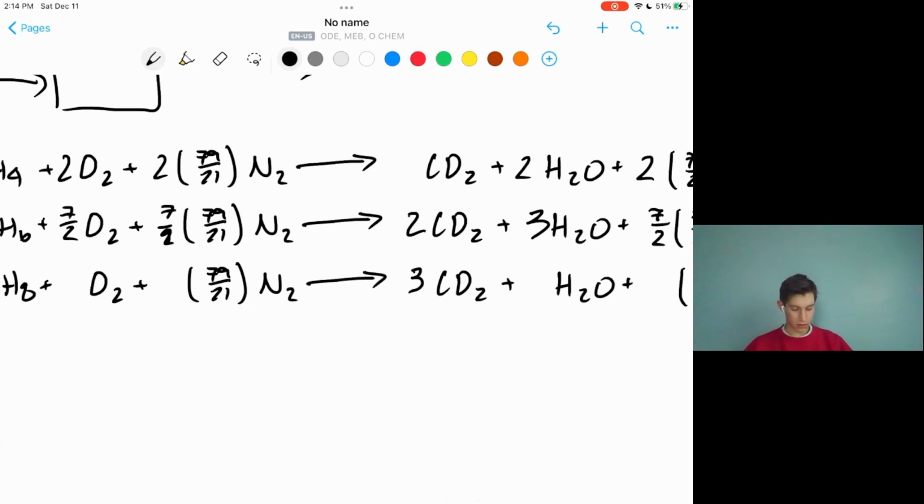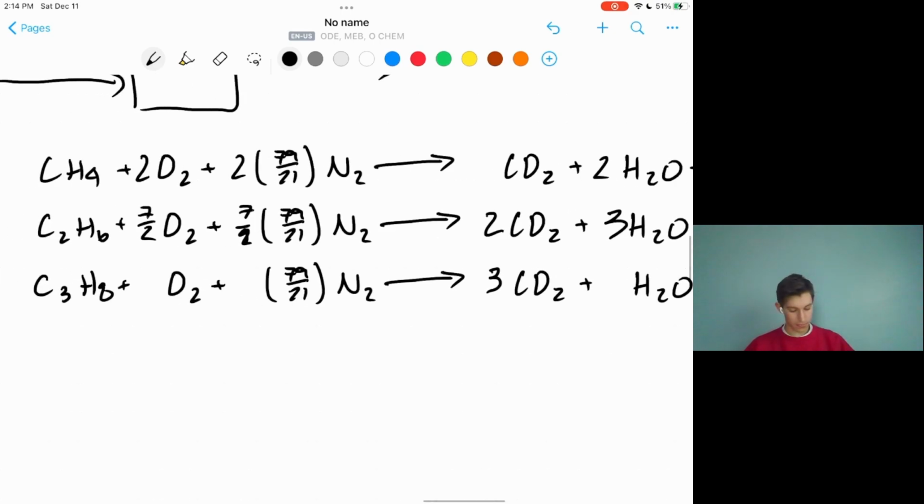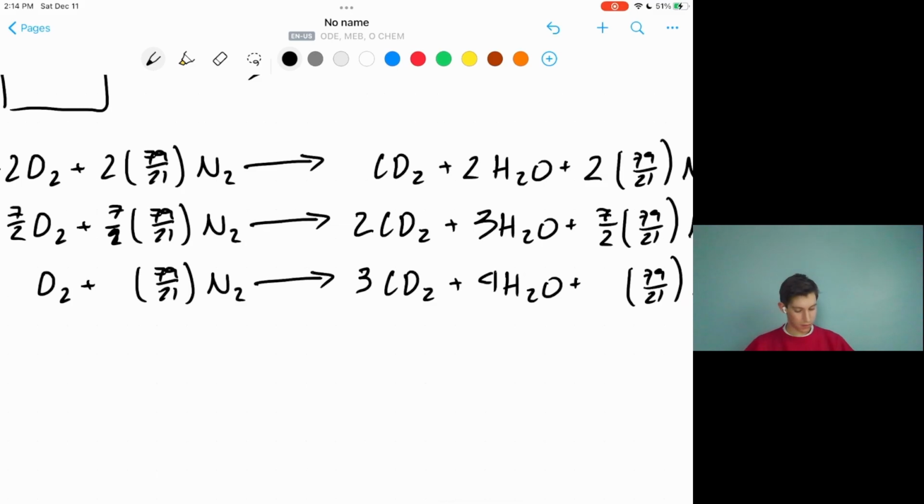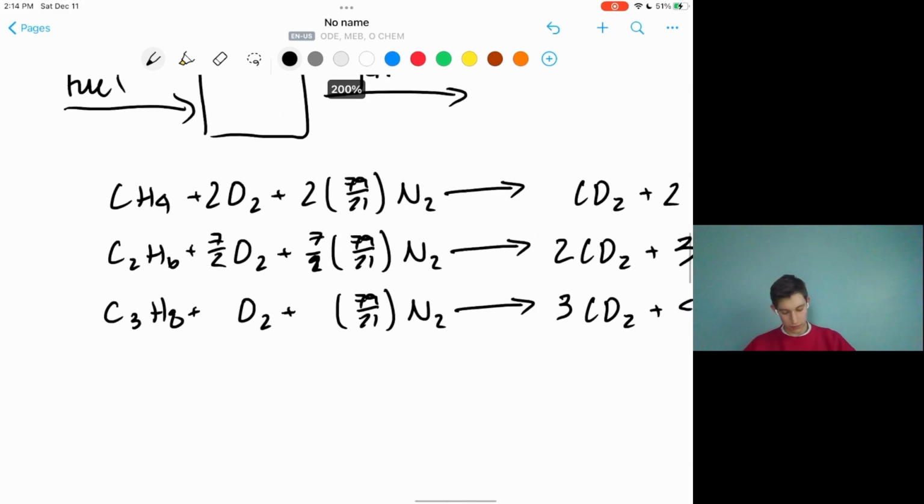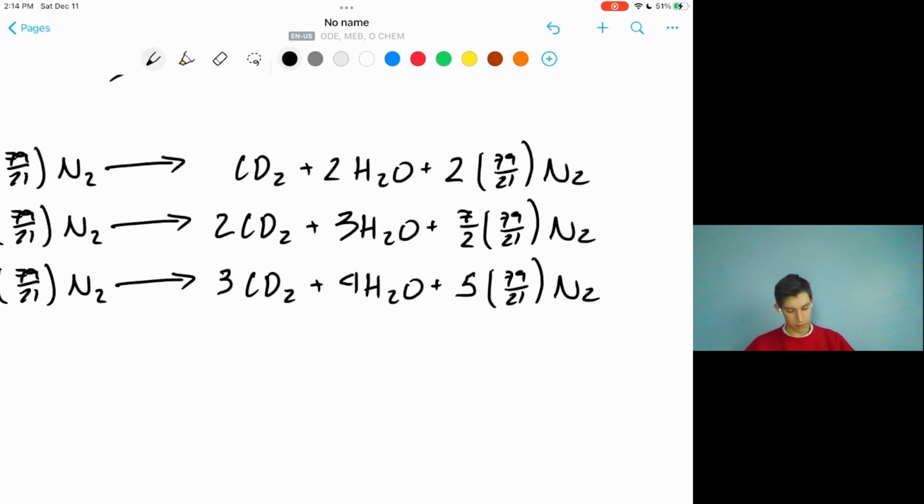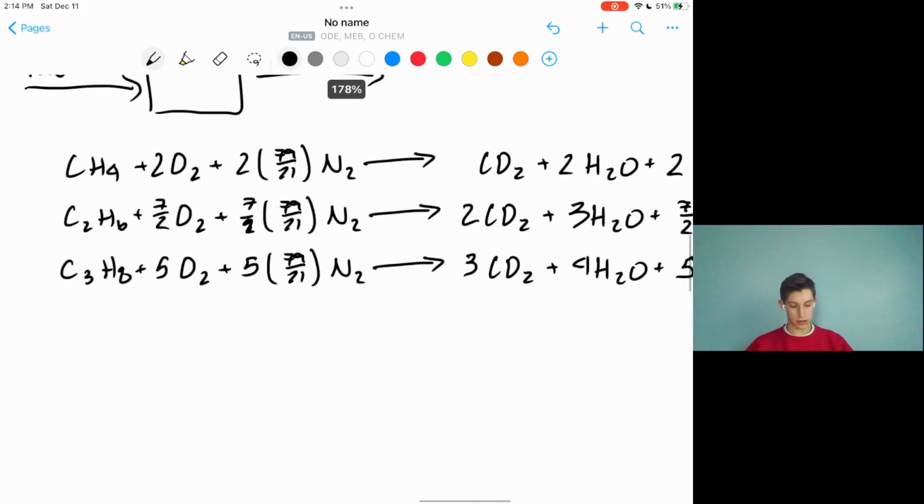So for this last one, for propane, we have 3 carbons. So we'll multiply carbon dioxide on the right by 3. Hydrogens on the left, we have 8. So we'll multiply water by 4. So on this right side, we have 10 oxygen. So we'll give this a 5, this a 5, this a 5, and all of these equations are balanced.